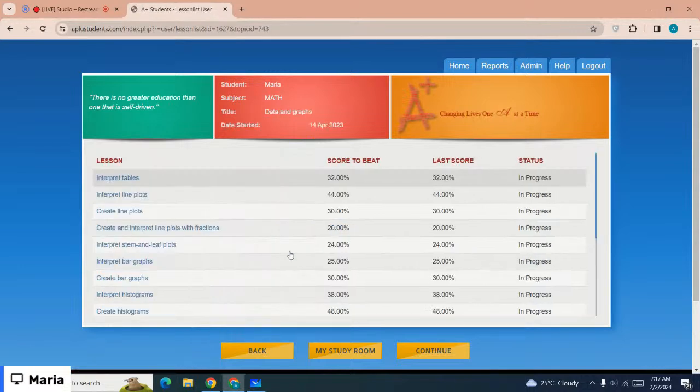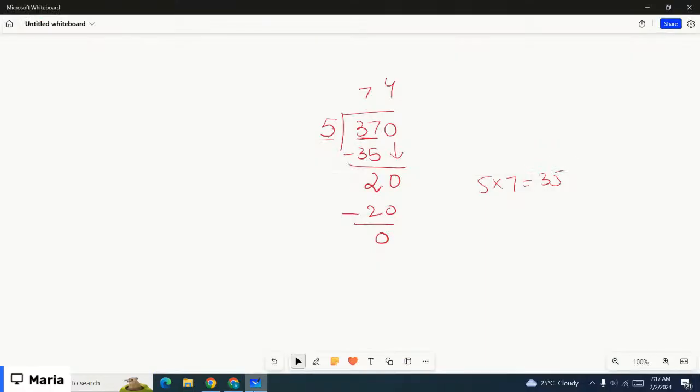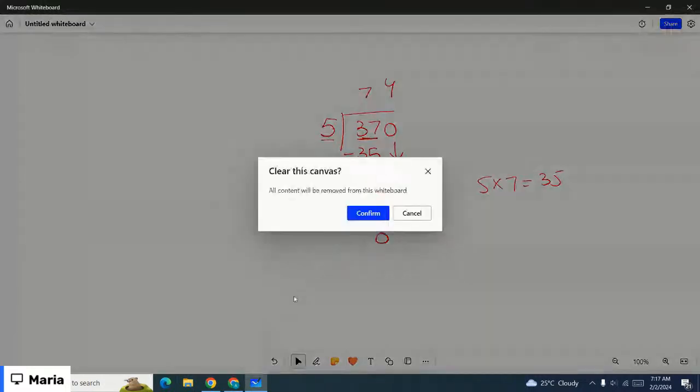Hold on. Okay, let's just do some of the examples for mean, median, and mode. So, what is the mode? Mode is the number that appears the most of the time in the given data.